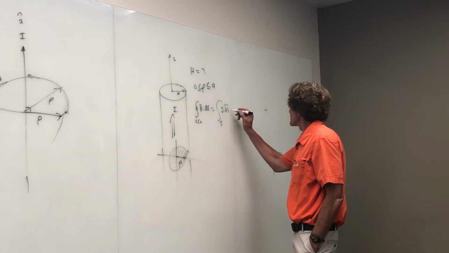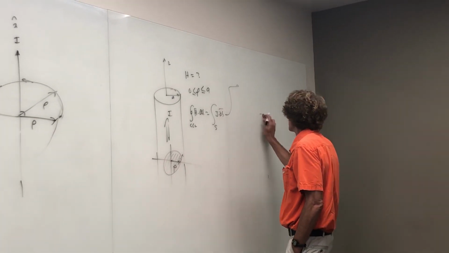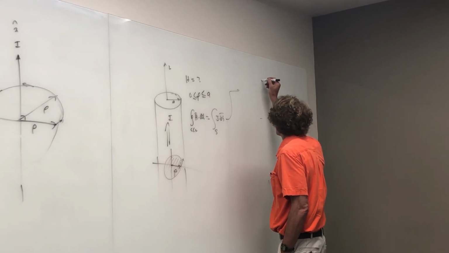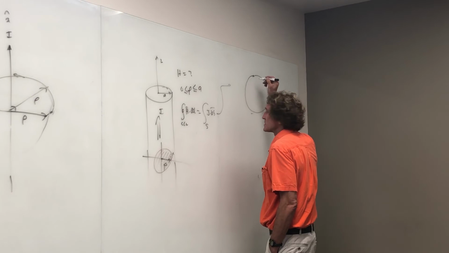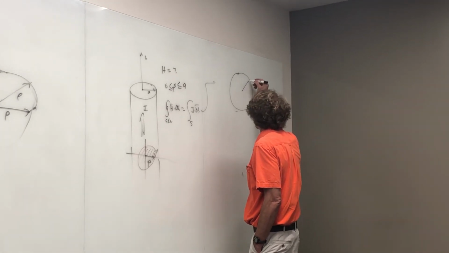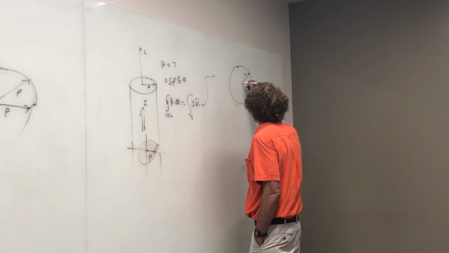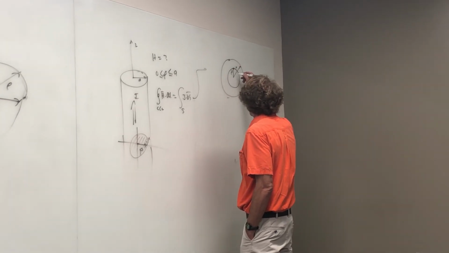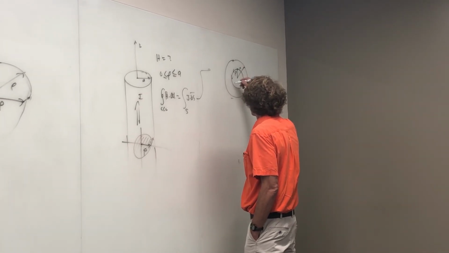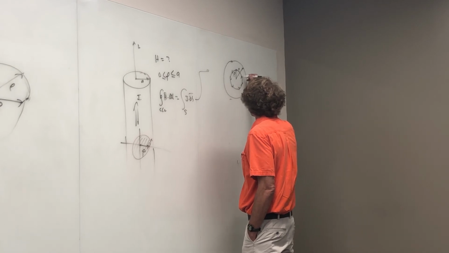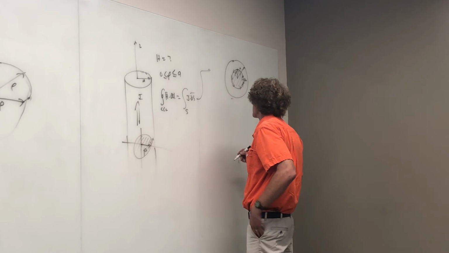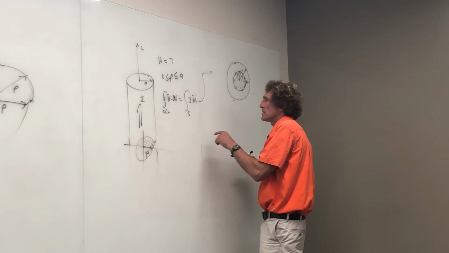All right, so if I take this up here, what does it look like? Well, here's my big circle, this is at a distance a, and I'm at a distance rho inside there. I know that the H field is in this direction. I want to figure out how much total current flows through there and evaluate this.